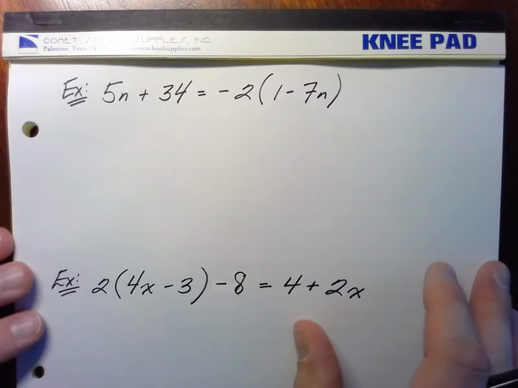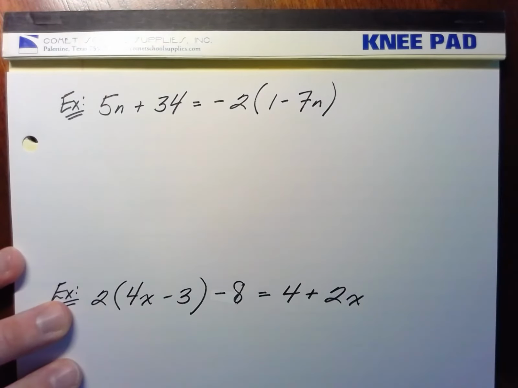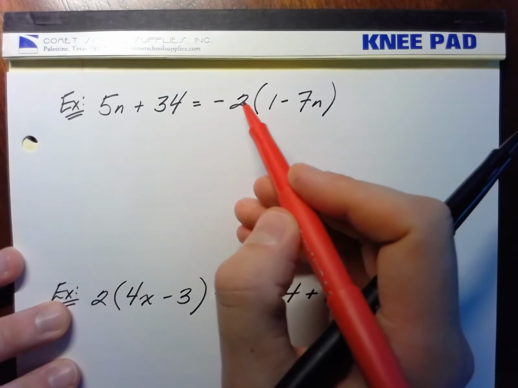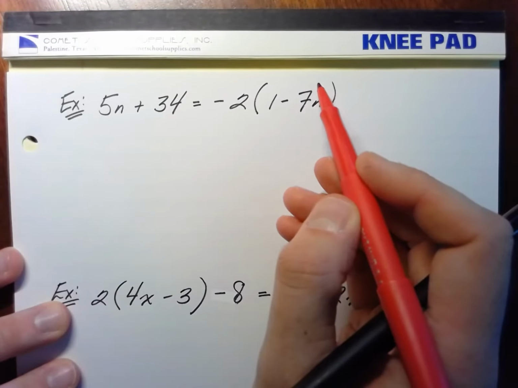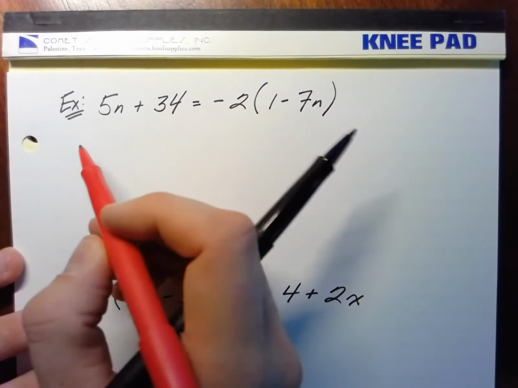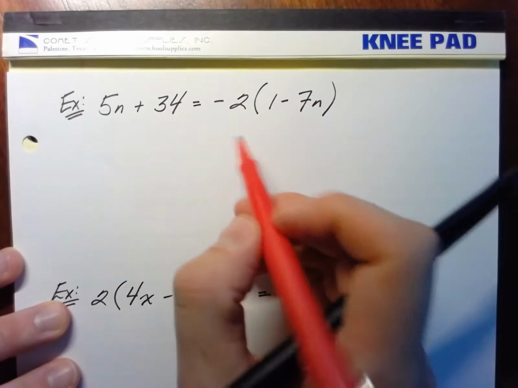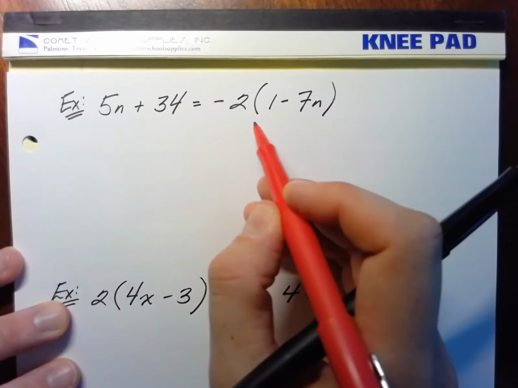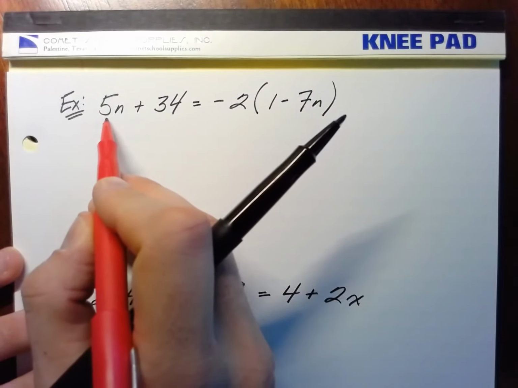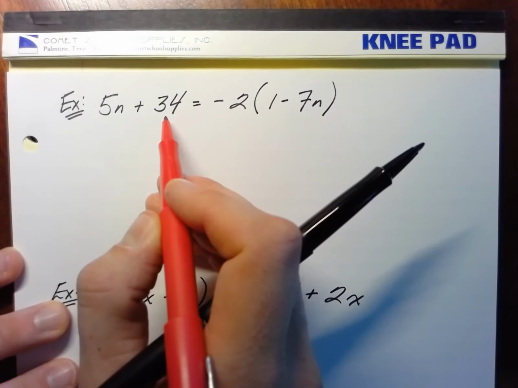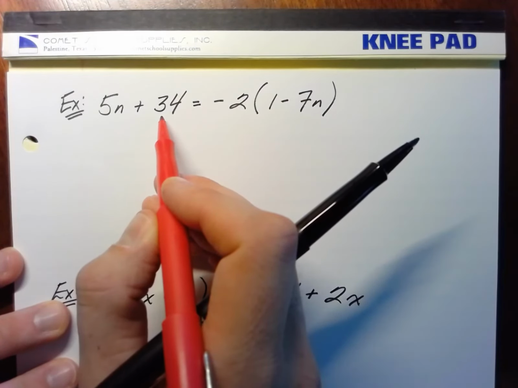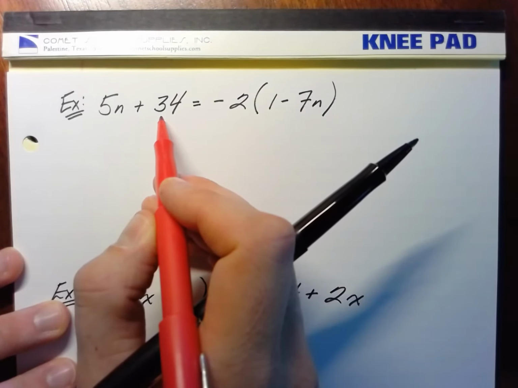Okay, a couple more examples. Here, this is a scenario where I am going to recommend distributing the -2 rather than just trying to divide it out. That's because if I was to divide this entire side by -2, I would have to divide this 5n and this 34 by -2. Now the 34 is not a problem because I would just get a 17 out of that. 34 divided by 2 is 17.